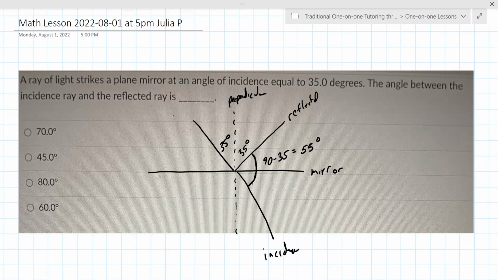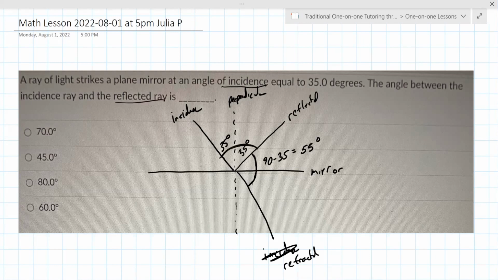I'm sorry, this is the incidence ray. Forgive me. This is the refracted one down here. Misspoke completely. Sorry. These words are ones I don't use all the time. Incidence is the one coming in. Reflected ray is the one going out. So actually, this is fine.